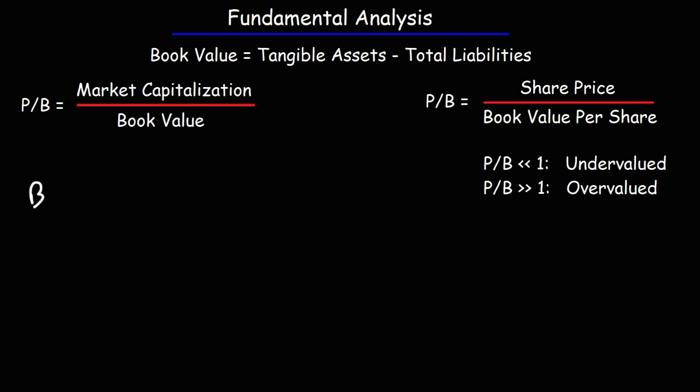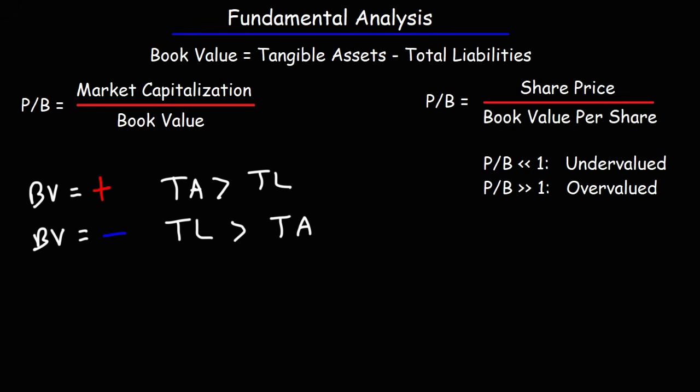Now, if the book value is equal to a positive number, that's good because that means that the tangible assets exceed the total liabilities. If the book value is negative, that's not good. That means that the company is in a lot of debt. That means that the total liabilities exceed the total assets. So a positive book value number is good, but a negative book value number is not good.